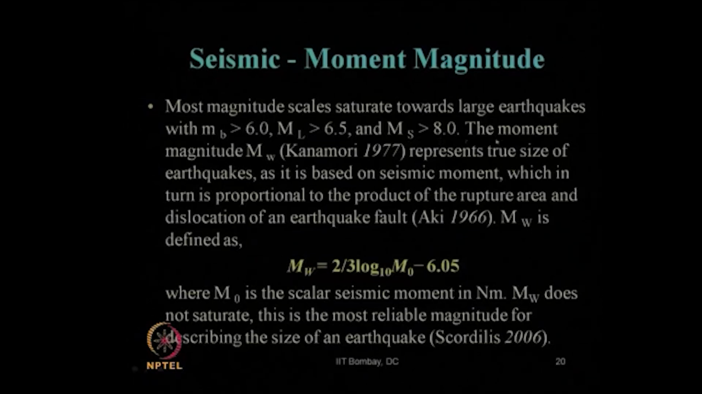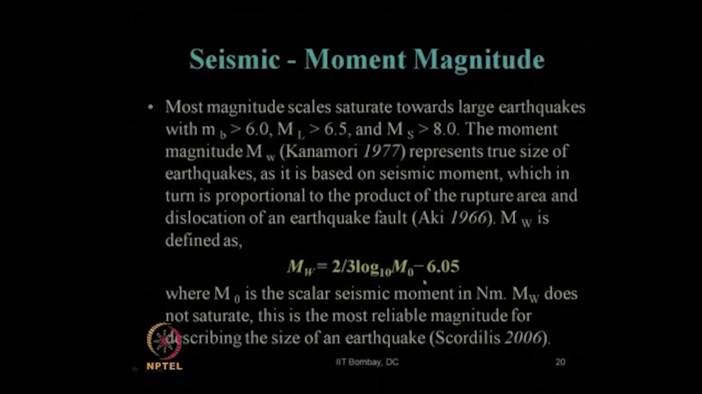For MS more than 8, the moment magnitude MW, originally proposed by Kanamori in 1977, represents the true size of that earthquake, because it is independent of any kind of magnitude saturation. It is based on the seismic moment, which is in turn proportional to the product of the rupture area and dislocation of an earthquake fault, as discussed in detail by Aki in 1966.